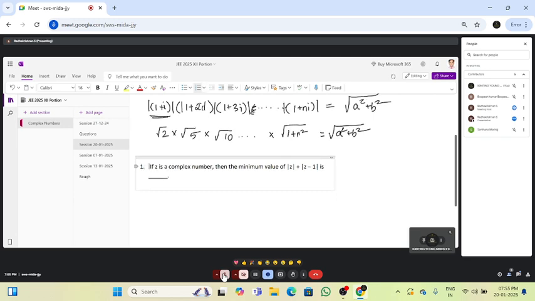Okay. So this is your problem. If z is a complex number, then the minimum value of mod z plus mod z minus 1 is what? Any idea?